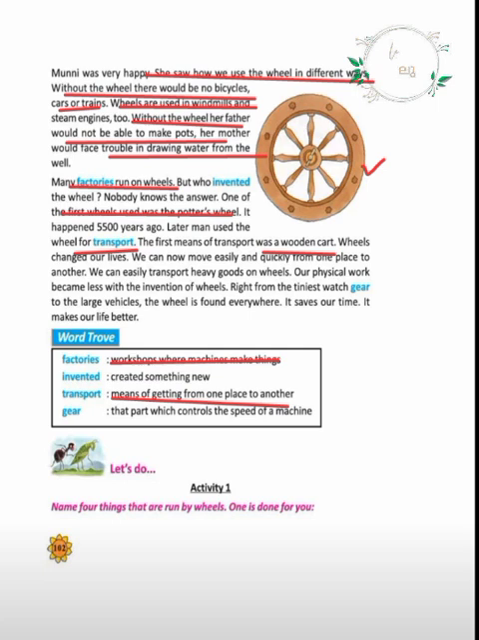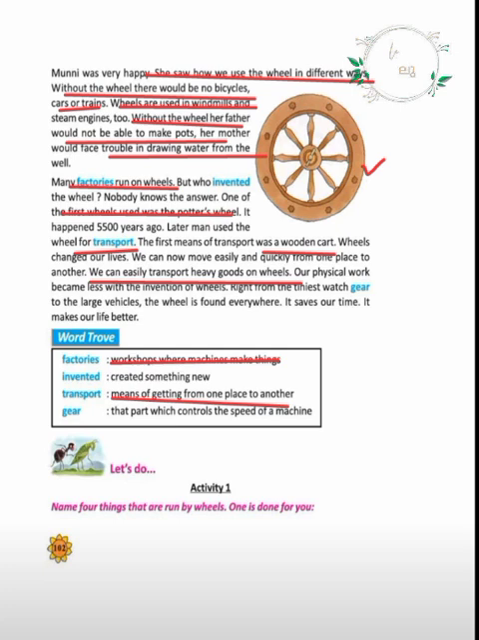We can easily transport heavy goods on wheels, right? It's very difficult to transport heavy goods, but with the help of wheels, that is easy. With the invention of wheels, our physical work became less.